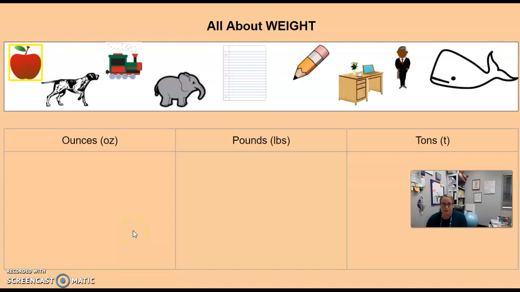All right, my amazing third graders, I need your help. I have these different objects and I want to sort them by how we would weigh them. So remember, we have ounces, and ounces are what we use to weigh things that don't weigh very much. Then we have pounds. So think about when we want to weigh ourselves, we use pounds.